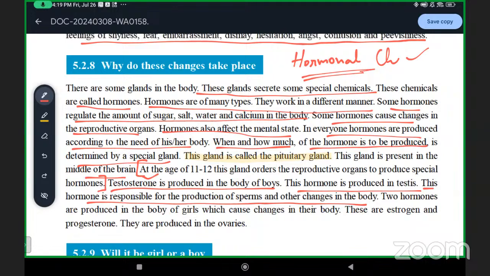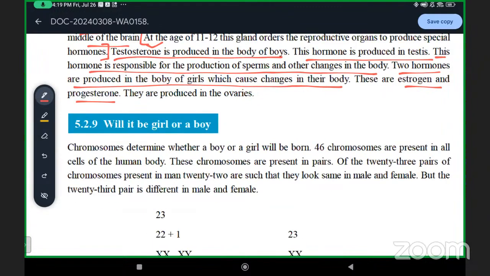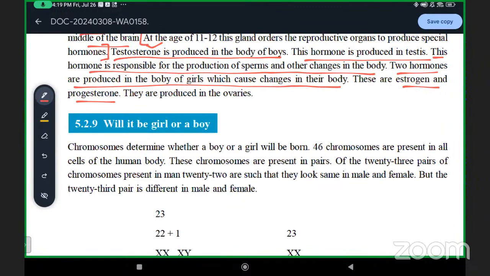Okay. Now, two hormones are produced in the body of girls, which cause changes in their body. They are known as estrogen and progesterone. Okay. They are produced in the ovaries. Now, in females, the changes that happen are due to these two hormones, that is estrogen and progesterone.